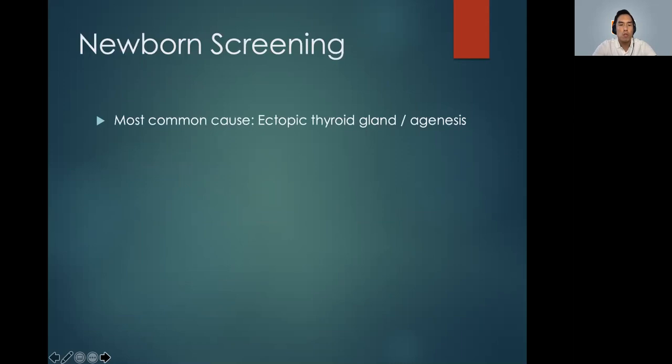So for the newborn screening, if you identify a patient with congenital hypothyroidism, as I said earlier, the most common cause is ectopic thyroid gland or thyroid agenesis. So in this condition, the patient will require thyroid replacement lifelong. Now, it can also be caused by transmission of maternal antibodies, which cause a transient hypothyroidism.